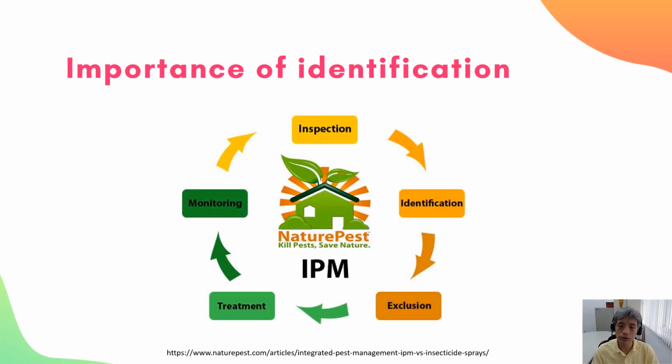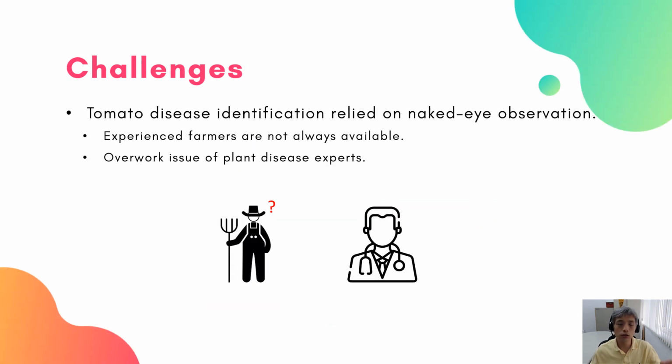Disease identification is very important as a part of IPM, integrated pest management. This is because we want to use the correct pesticide. We don't want to use the wrong pesticide that can contaminate the environment. So how do we identify the disease? We basically rely on the experts, experienced farmers, or plant pathologists, but they are not always available. And if there are too many diseases to be identified, the pathologist can be overwhelmed too.